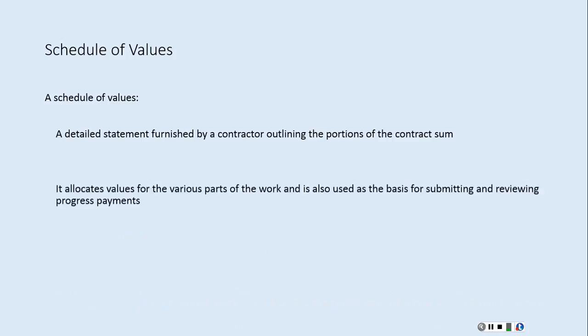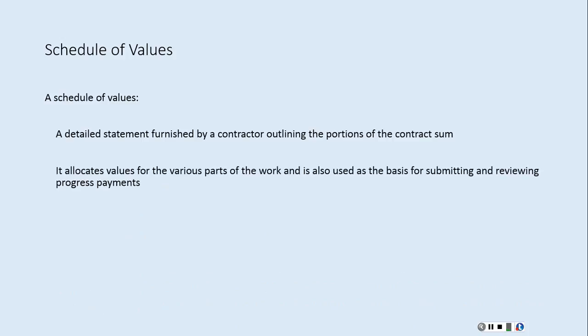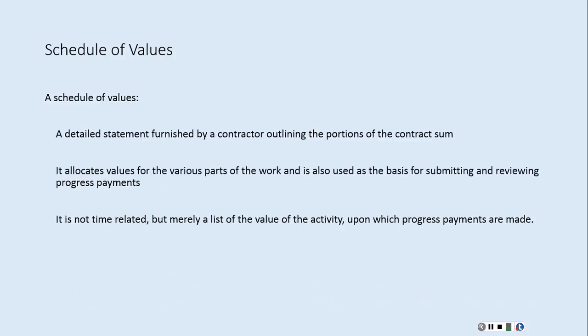What it's going to do is outline the sum of all the individual items and come up with a total contract amount. It's a basis for submitting and reviewing the progress payments for the owner. It really isn't time related like the schedule, but quite often you'll see a schedule of values built around a schedule, so that as the project progresses, you may see some items in there that mirror the schedule well.